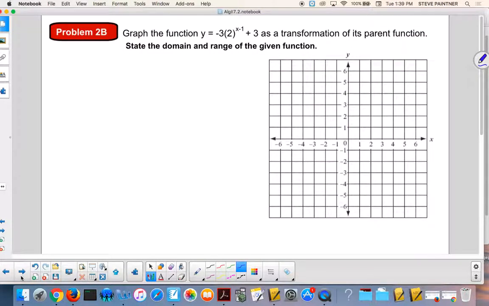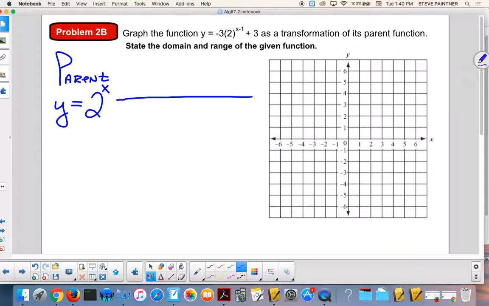Okay, next one. Somebody say it. What's the parent in the next one? Y equals what? 2 to the x. Don't say 2x, because if you say 2x, that's linear. 2 to the x, that's exponential. Go ahead, graph this. Get ahead of me, please.